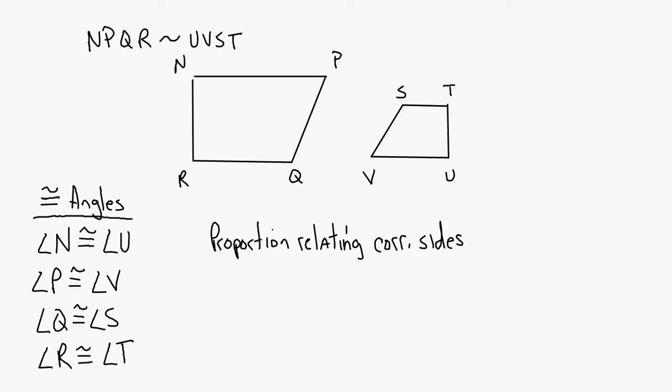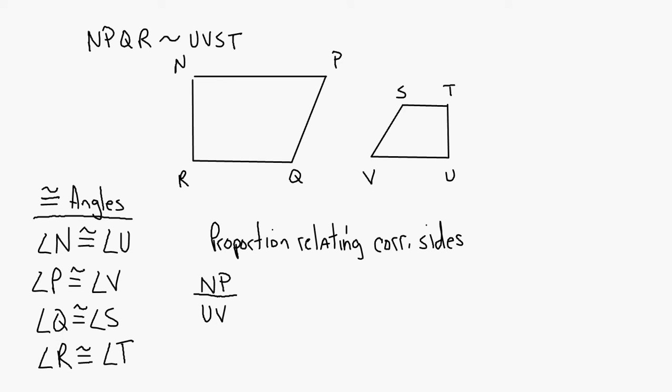If you pick side NP, put that in the numerator. First 2 letters in the description, wasn't it? So side NP is going to be the numerator. What's going to be the denominator? UV. Side UV, good.